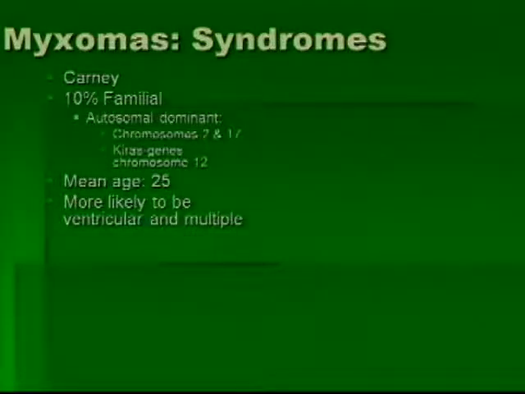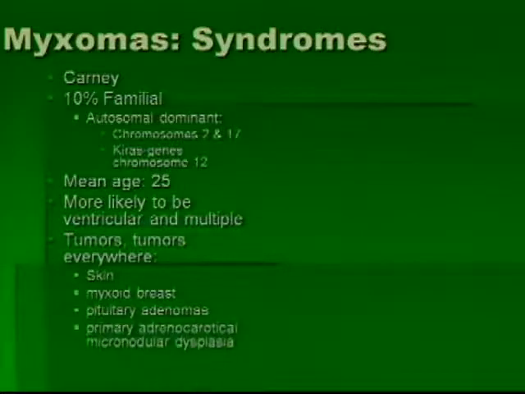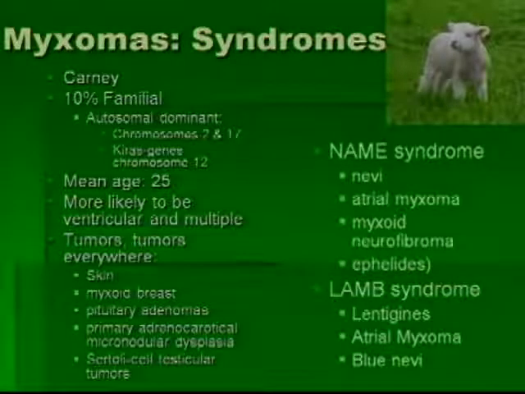Myxomas that occur in the Carney complex are more likely to be in the ventricles and to occur in multiple spots in the heart. Essentially, it's tumors everywhere. Skin myxoid breast tumors, pituitary adenomas, primary adrenocortical micronodular dysplasia, and Sertoli cell testicular tumors are also found along with the intracardiac myxomas. Other syndromes include the NAME syndrome: nevi, atrial myxomas, myxoid neurofibromas, and ephelids; and the LAMB syndrome: lentiginous, atrial myxomas, and blue nevi.